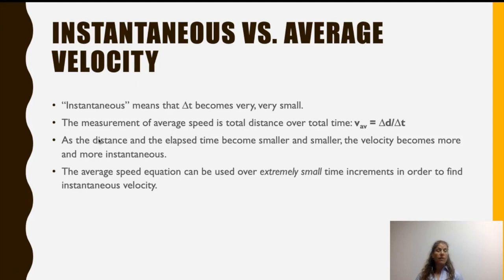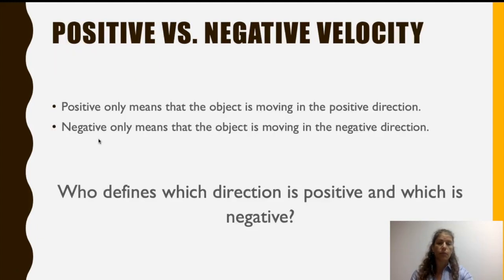It could also just be like, hey, for this amount of time I have this speed, and for this amount of time I have this speed, and average those together. So it could be done either way.